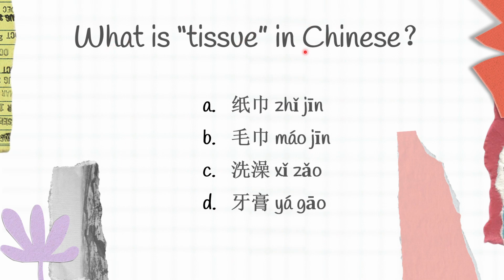What is tissue in Chinese? We have A. 纸巾, B. 毛巾, C. 洗澡, D. 牙膏. So which one of them is the right answer here? 纸巾 is tissue, 毛巾 is towel, 洗澡 is to take a shower, and 牙膏 is toothpaste. So tissue in Chinese is A. 纸巾.